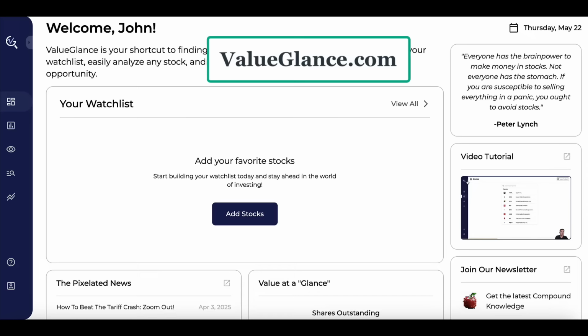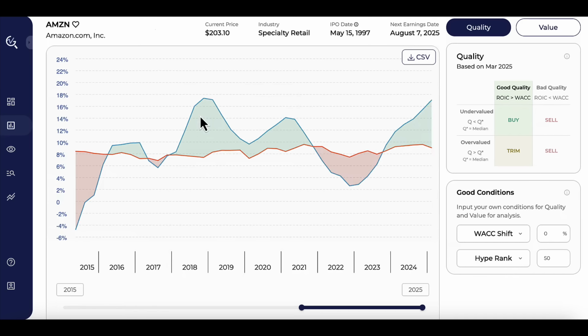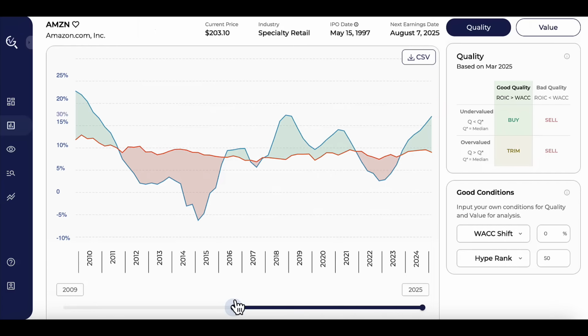Let's see how to beat the stock market using ValueGlance. To start off, let's go to the Stocks tab and analyze your favorite company. So let's go ahead and take a look at Amazon. Now what we're seeing here is a plot, the data visualization of long-term trends for key metrics.